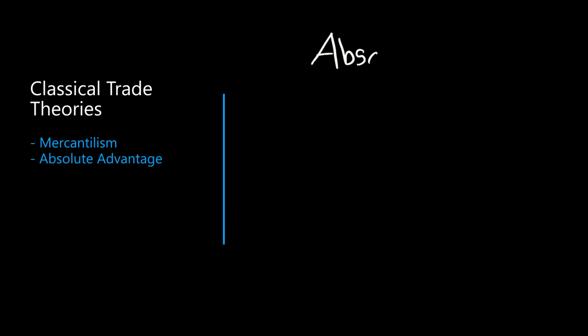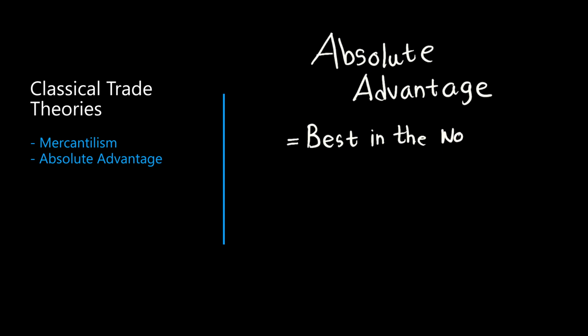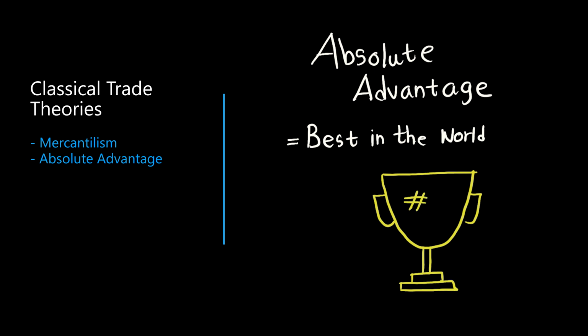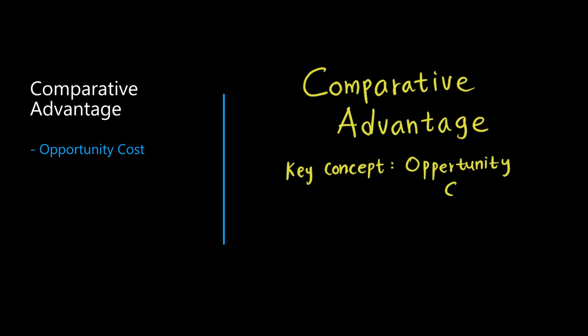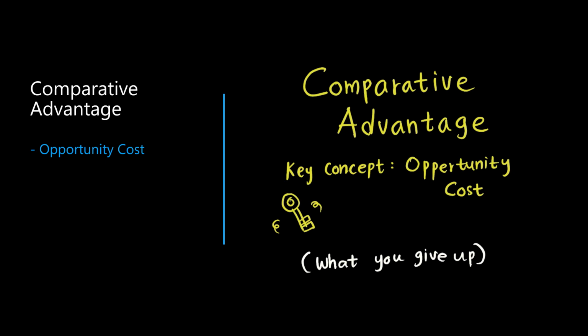Then came Adam Smith with the theory of absolute advantage. This is a much more positive view. It says a country has an absolute advantage if it can produce a good more efficiently than any other country. The theory is simple. Produce only what you have an absolute advantage in, and trade for everything else. This way, everyone wins. But the most important theory, and I guarantee this will be on your exam, is David Ricardo's theory of comparative advantage. This is a more subtle and powerful idea. A country has a comparative advantage not in what it does best, but in what it does relatively best. The key concept here is opportunity cost, what you give up to produce something else.